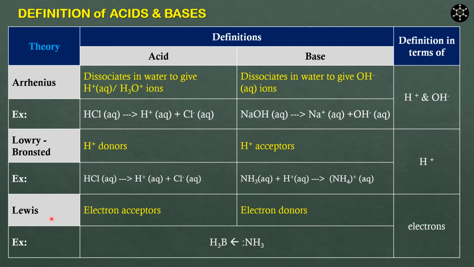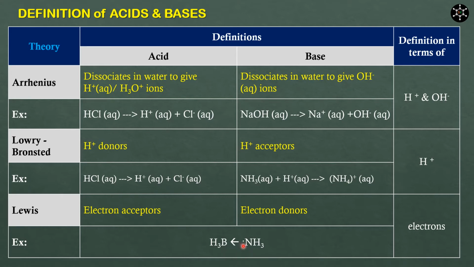Last theory is Lewis theory. According to this theory, acids are electron acceptors and bases are electron donors. Example for Lewis acid is BH3, that is boron hydride, and for Lewis base is ammonia.